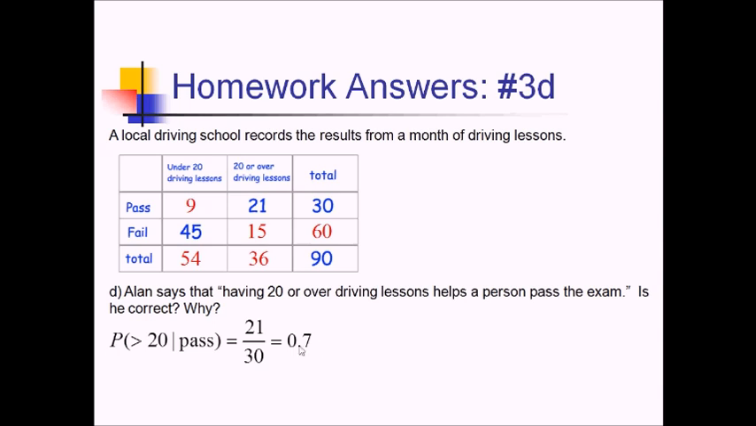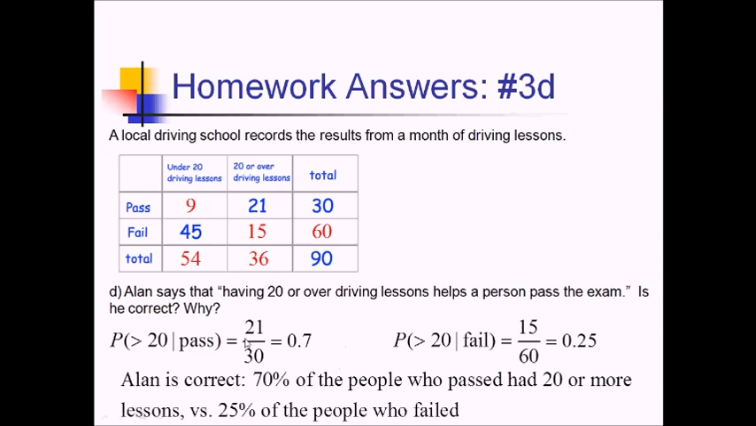So that's a pretty good percentage. So out of the people who passed, more of them took lots of lessons versus not taking a lot of lessons. But let's also look at the people who failed. What was the probability that someone took 20 or more lessons, given that they failed? Well, that's a probability of 15 out of 60, which is 25%, 0.25. So it definitely looks from this data like having 20 or more lessons is going to help us here.